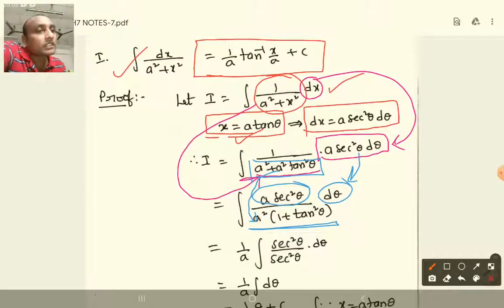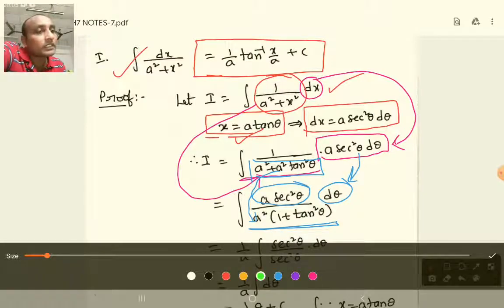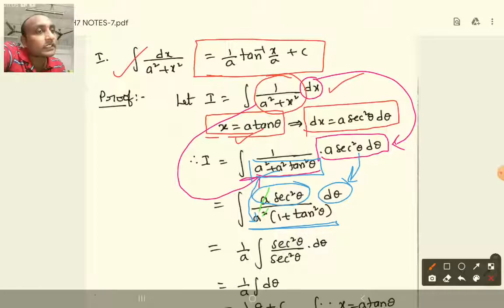Then it is a by a square. A by a square will get cancelled, and 1 by a is the constant taken outside. Then the numerator is secant square theta, and the denominator 1 plus tan square theta I can write as secant square theta using the identity. Now secant square theta and secant square theta cancel, leaving integration of d theta.